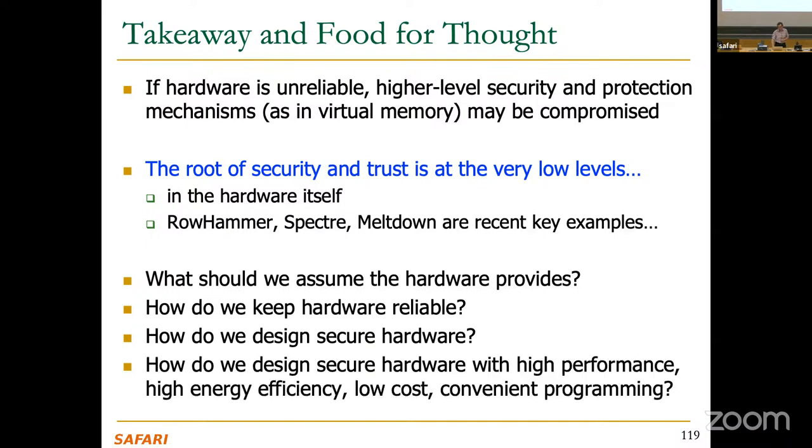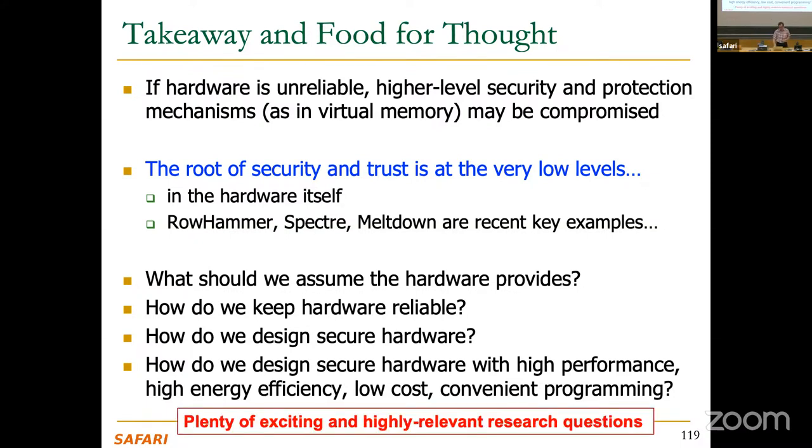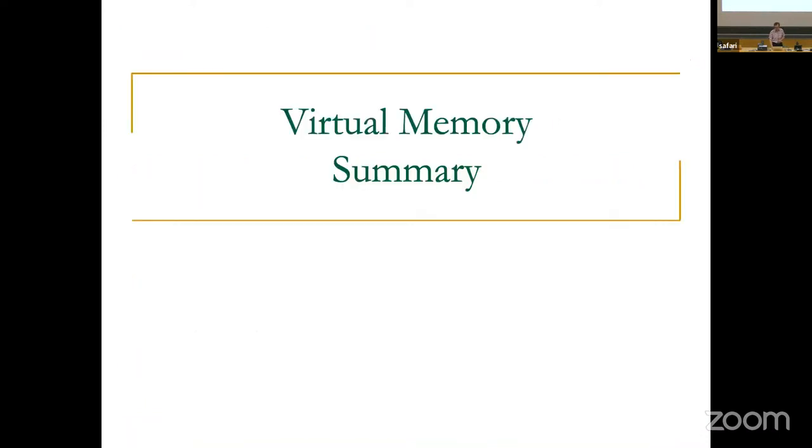And for that, you need some hardware support also. So how do you design secure hardware? How do you design secure hardware is not a difficult question if it's just that. It's a difficult question, how do you, if you actually want high performance, high energy efficiency, and convenient programming at the same time, and low cost. Actually, secure hardware and high performance, they don't go well with each other. Secure hardware and low cost, they don't go well with each other. That's the problem, basically. So basically, there's plenty of exciting and highly relevant research questions over here. And if you're interested, there's more in future courses.